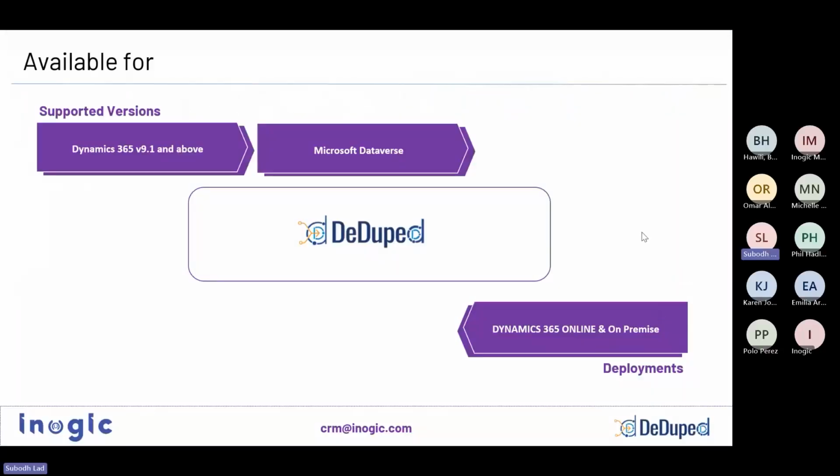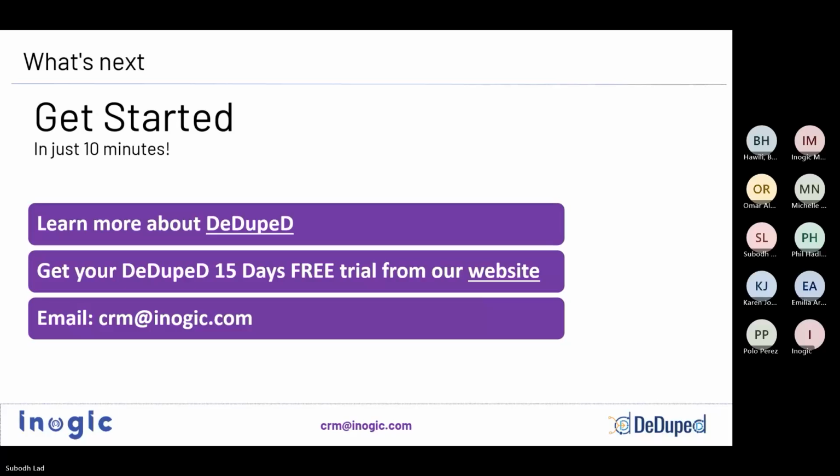Dedupe is available for Dynamics 365 version 9.1 and above, and it is also available on Microsoft Dataverse. And we also have on-premise. You can deploy it on your on-premise. You can just get started as I shared the link with you in the chat box. You can get started with our trial within 10 minutes, and it will be a 15 days trial.